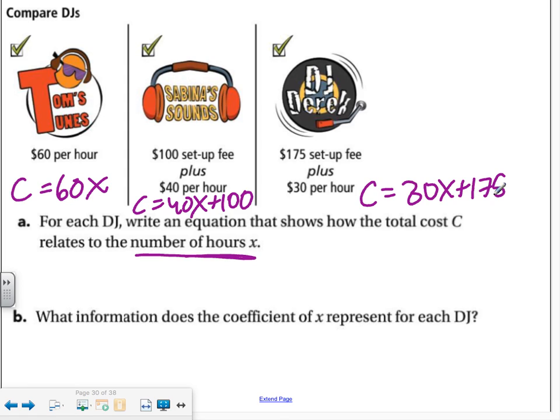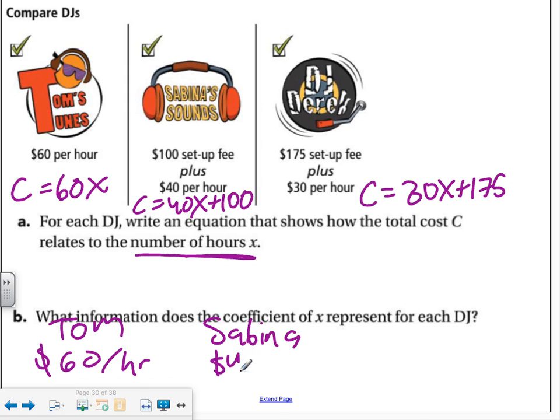So what information does the coefficient represent for each DJ? Well, for Tom, it's $60 per hour, so it's the DJ's hourly rate. For Sabina, it's $40 per hour, so her hourly rate. And then finally, Derek, this is $30 per hour, so we can summarize all that by saying that it's each specific DJ's hourly rate.